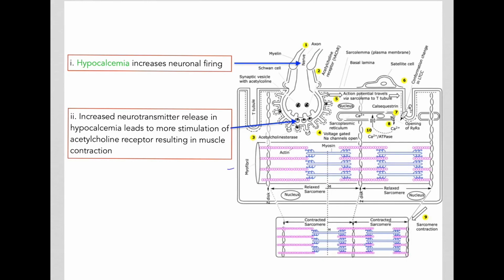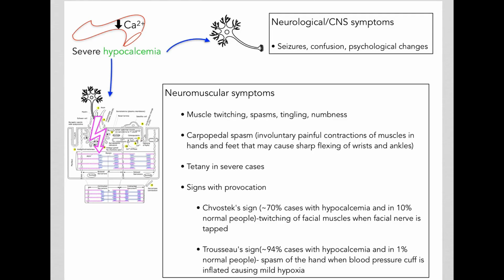And in the case of muscles, this increased neuronal firing means there'll be increased neurotransmitter release during hypocalcemia, and there will be more stimulation of the acetylcholine receptors at the neuromuscular junction, and that will lead to increased muscle contraction. And this is why hypocalcemia causes these neurological symptoms as well as neuromuscular symptoms.